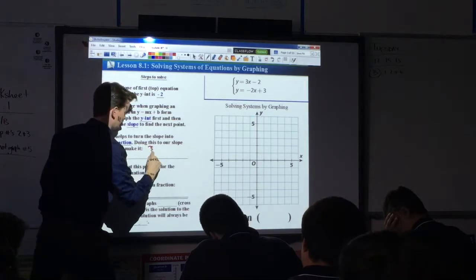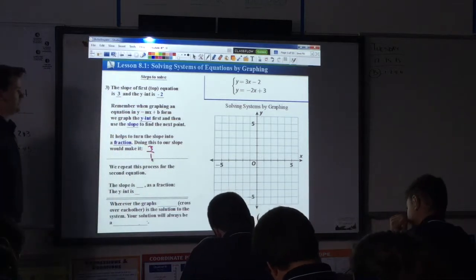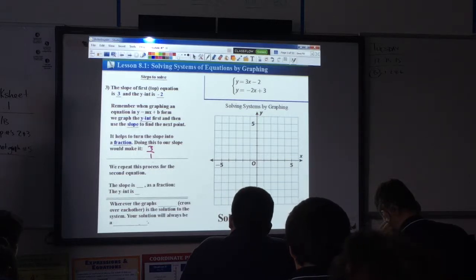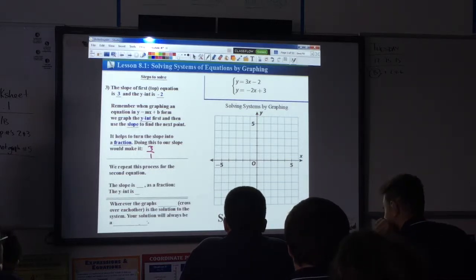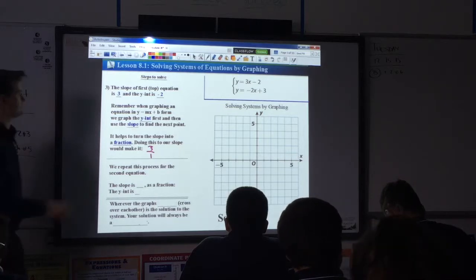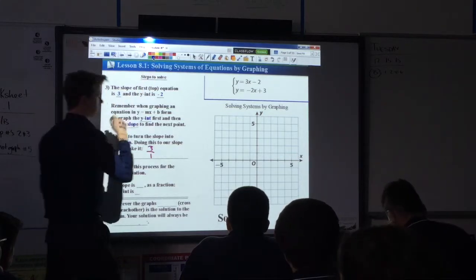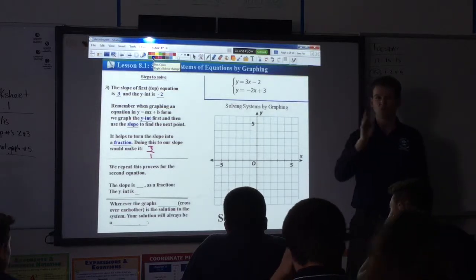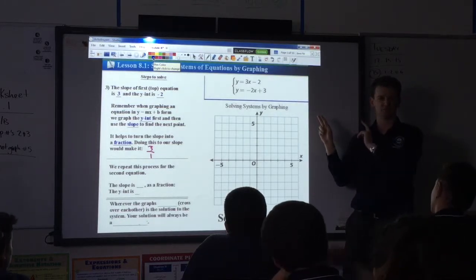3 over 1. Now that we have our y-intercept and we have our slope as a fraction, we can graph this equation. We will then repeat that process for the second one. Well, let's graph the first one. I'll use blue, and then I'll use red for the next one to show those two different lines. So remember, we graph the y-intercept first. What was my y-intercept for the first equation again?